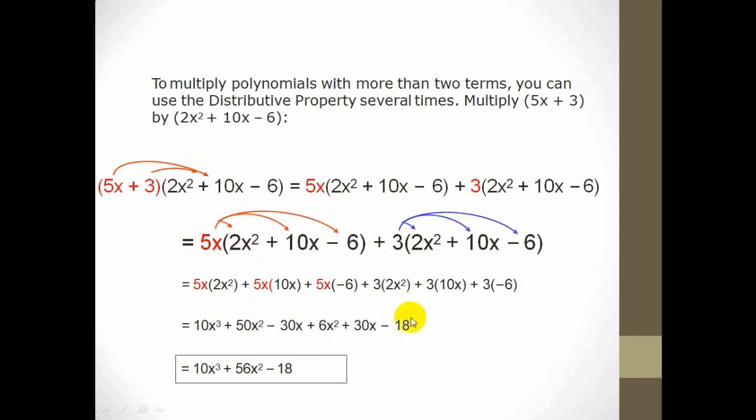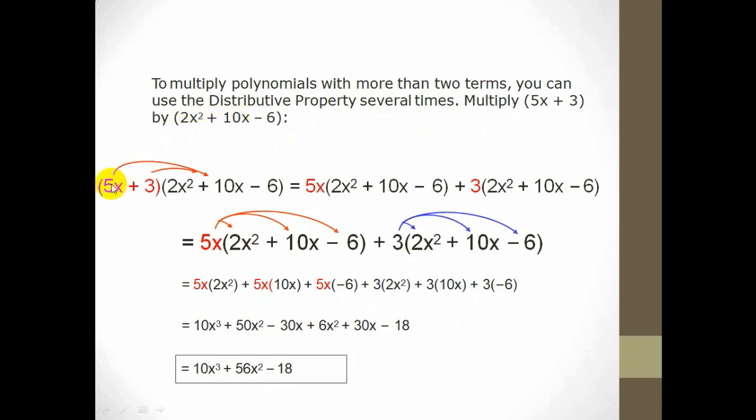Now dear students, how to multiply polynomials with more than two terms. This is a binomial and this is a trinomial. How to multiply polynomials with more than two terms? You can use the distributive property several times. Multiply 5x plus 3 by 2x square plus 10x minus 6.